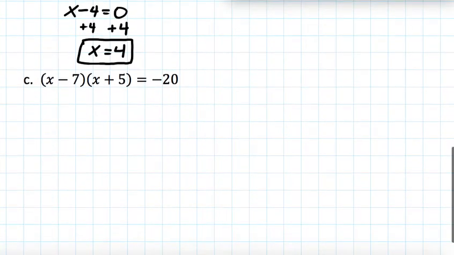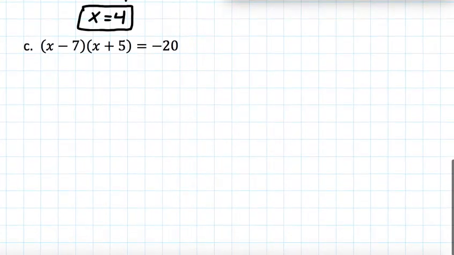Lastly, we're going to look at C. And you might think, oh, this is easy because it's already factored. The problem is that we do not have 0 on the right side of the equation. So I can't just say, oh, I have x minus 7 equals 0 and x plus 5 equals 0 because I don't have 0 on the right side. What I need to do is use FOIL first to multiply this out, then move the negative 20 over. So I'm going to use FOIL on this.